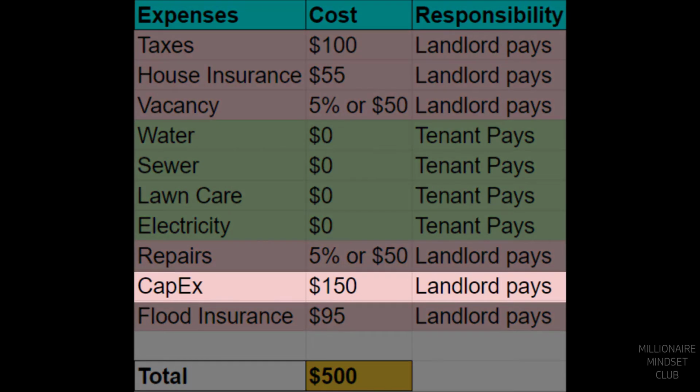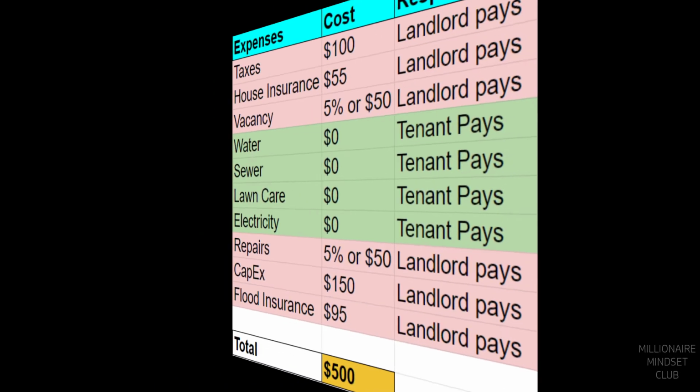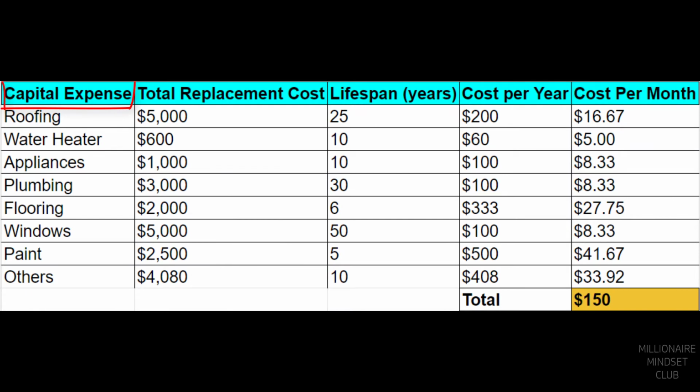Now right here you can see that I put down $150 per month for capital expenditures. Let's break this down even further. Capital expenditures, also called CapEx, are the big ticket items that need to be replaced not every month or every year, but maybe every 5 years or 10 years. An example of a big ticket item includes roofing, water heater, appliances, plumbing, and so on. These are items that will need maintenance in the long run.